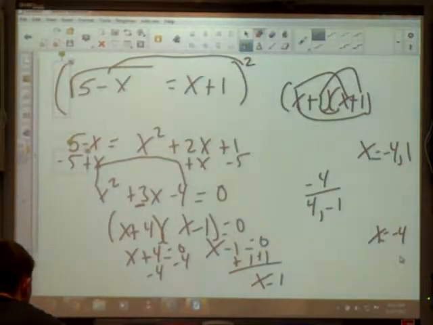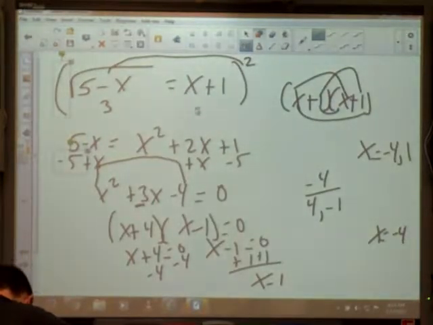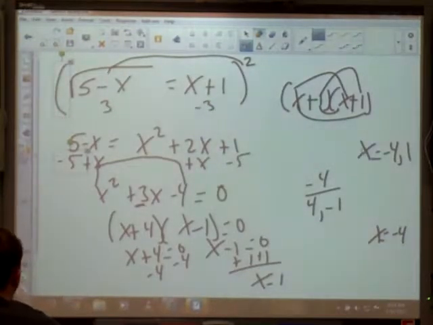If I plug a negative 4 in here for the x, 5 minus negative 4 is 9. The square root of 9 is 3, so I'll get a 3 there. Over here, negative 4 plus 1 is negative 3. 3 doesn't equal negative 3. So my negative 4 gets thrown out. It's no good.